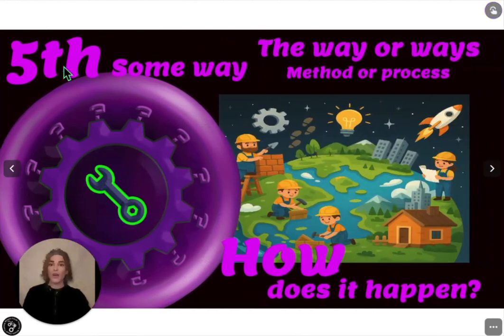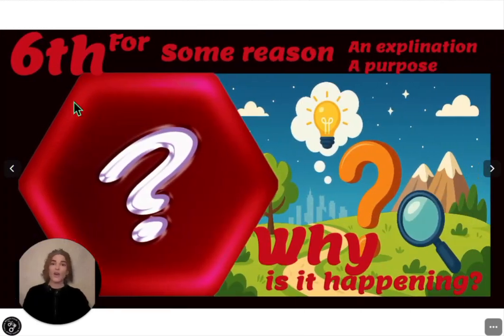Next, we have how. How is the fifth position, is some way, any way, no way, or some ways, any ways, no ways. The way or ways, method or process, methods or processes. How does it happen? How did it happen? How will it happen? Let's go to the last position. The sixth position is why. For some reason, for some reasons, an explanation or explanations, a purpose or purposes. Why is it happening? Why did it happen? Why does it happen? Why?